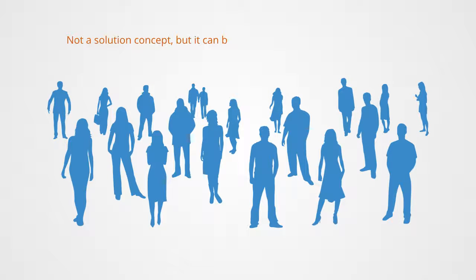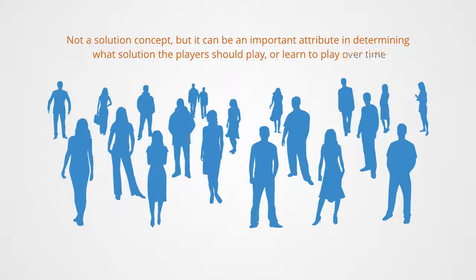A Pareto optimal equilibrium describes a social optimum in the sense that no individual can improve their payoff without making at least one other player worse off. Pareto optimality is not a solution concept, but it can be an important attribute in determining what solution the players should play or learn to play over time.